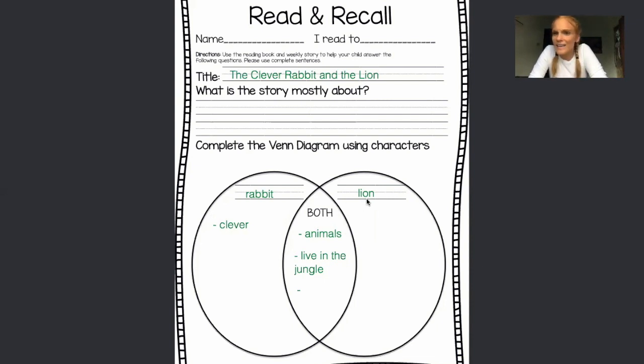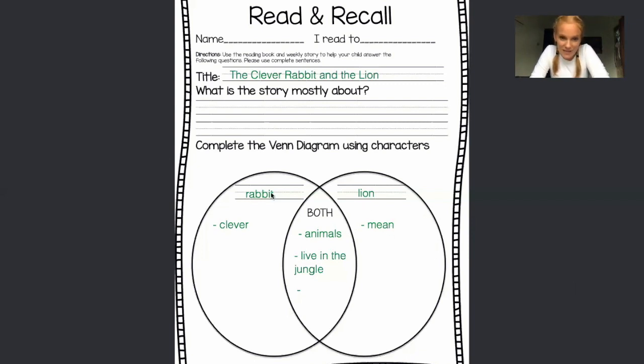What about the lion? Is he clever? He's not very clever, no, but he's mean or angry or mad. He wants to eat all of the jungle animals. So on the lion side, I'm going to put mean. If you want to put something else like angry or mad, that's fine too.